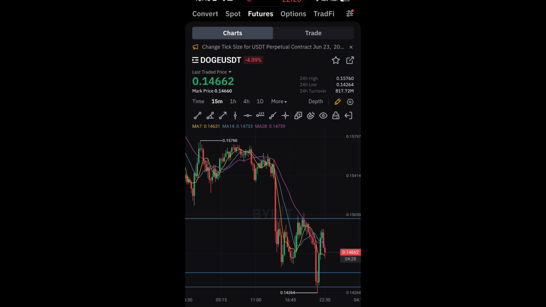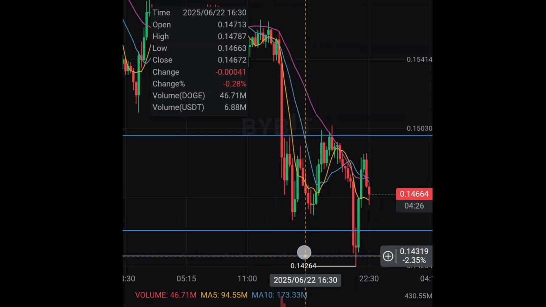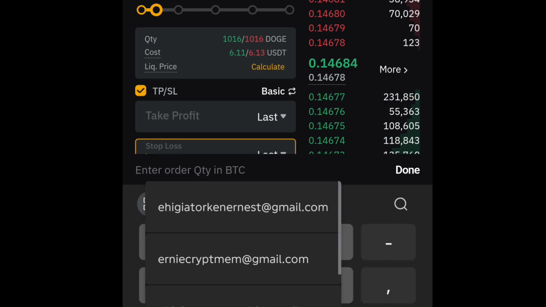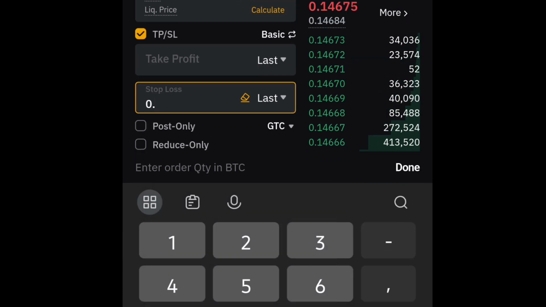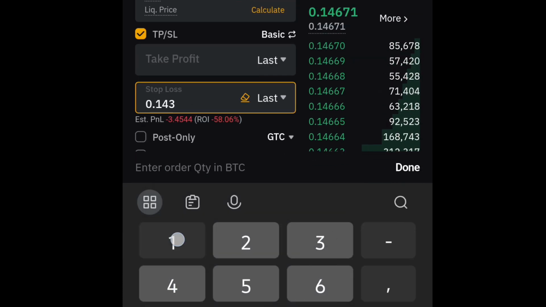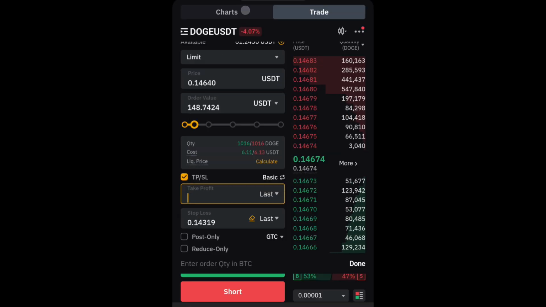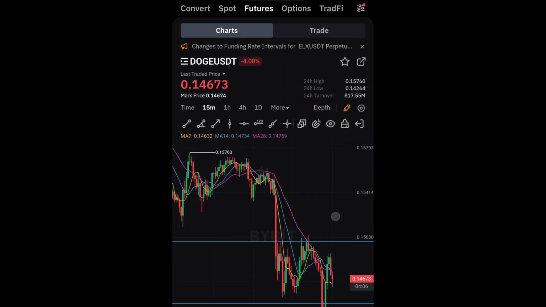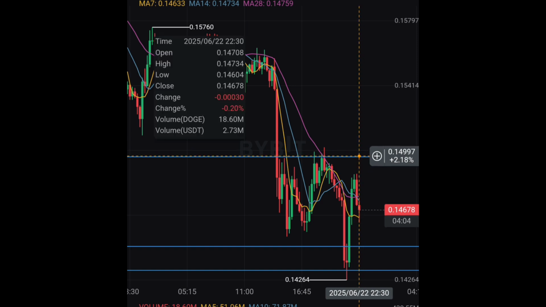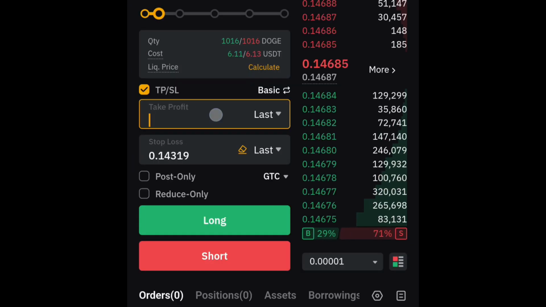So our stop loss, come here to where you see stop loss: 0.14319. Then take profit, because we are long in the market, put our take profit right here: 0.14997.